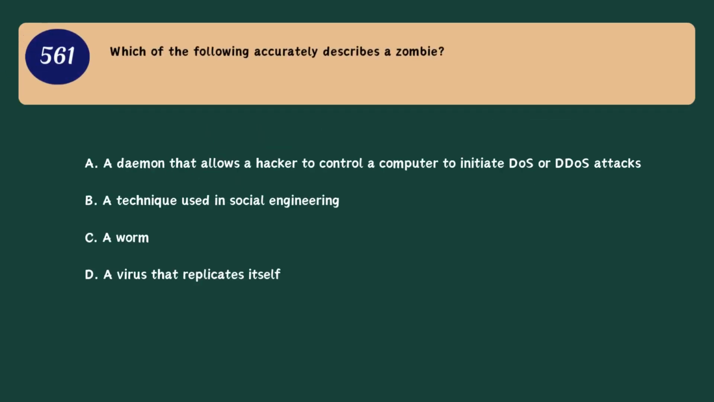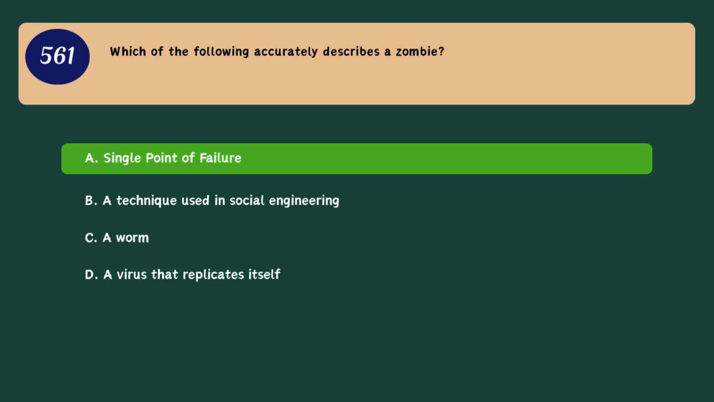Question 561. Which of the following accurately describes a zombie? A. Single point of failure. B. A technique used in social engineering. C. A worm. D. A virus that replicates itself. Correct answer. A. Single point of failure.